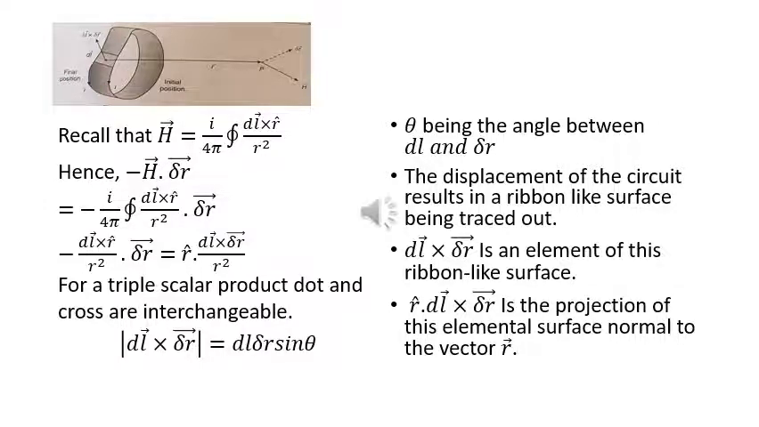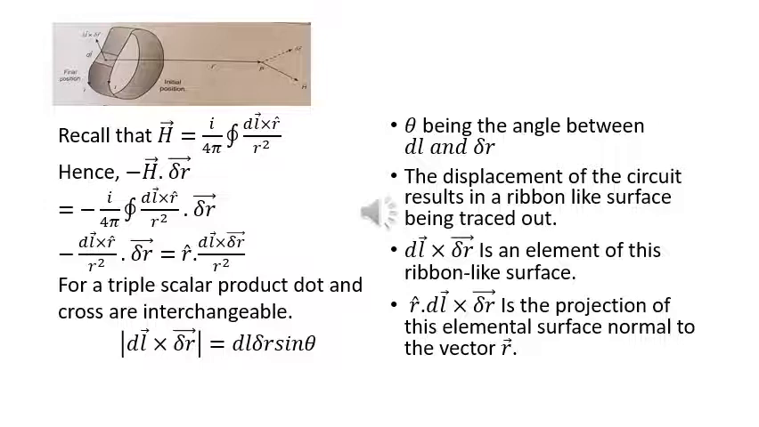Now minus dl cross R upon R square dot delta R can be rewritten as R dot dl cross delta R upon R square. For a triple scalar product, the dot and cross are interchangeable. Now let us look at the modulus of dl cross delta r. It is simply equal to dl delta r sine theta, theta being the angle between delta r and dl.